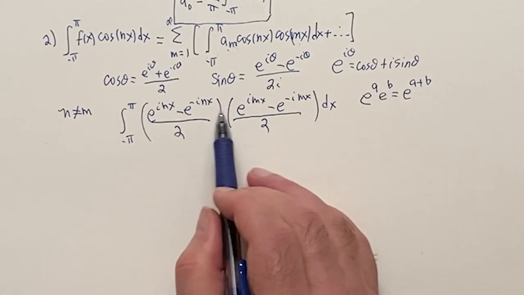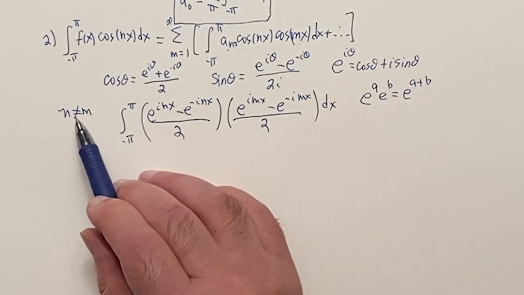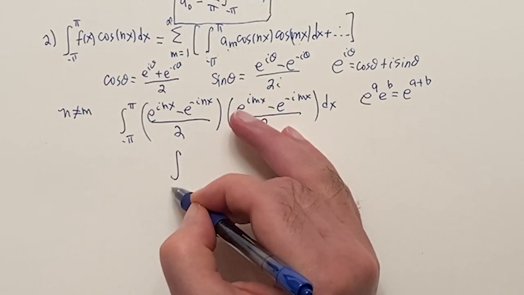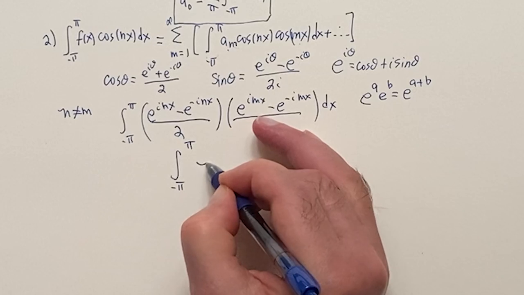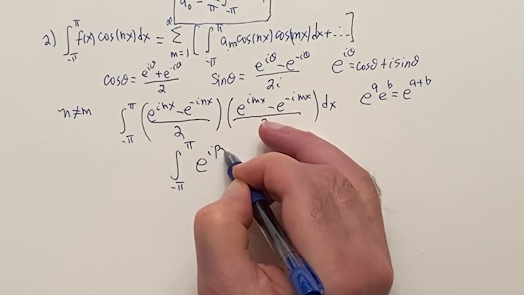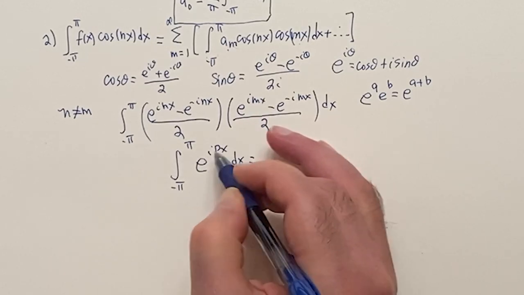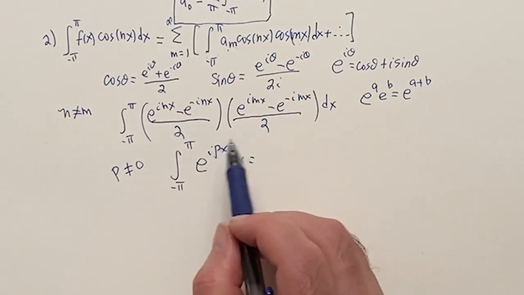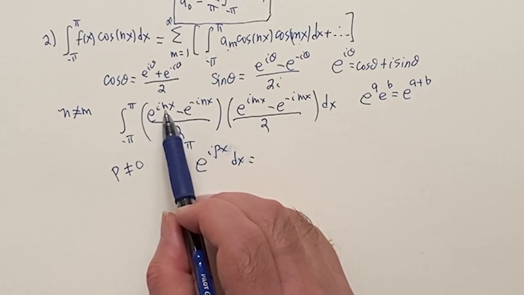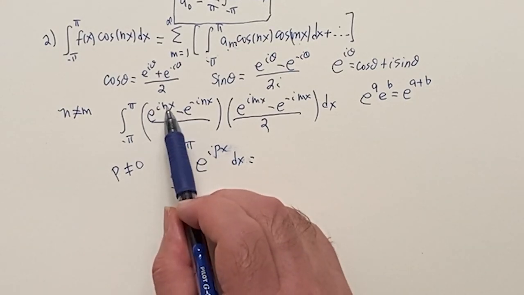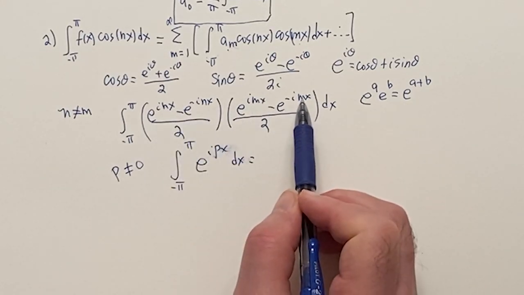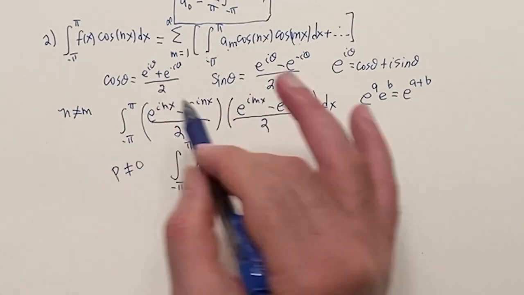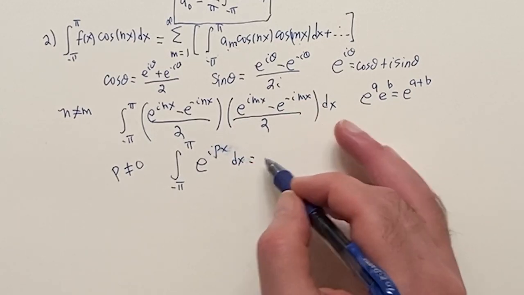So here, the main thing is if n doesn't equal m, then you're going to have four terms, but they're going to be of this type: the integral from minus pi to pi of e to the i p x, where this p is never going to be equal to zero. All right, the only way to get zero would be if you have n minus m, and the n was equal to m, then you would get zero. But in the case where they're not equal, this will never be zero.